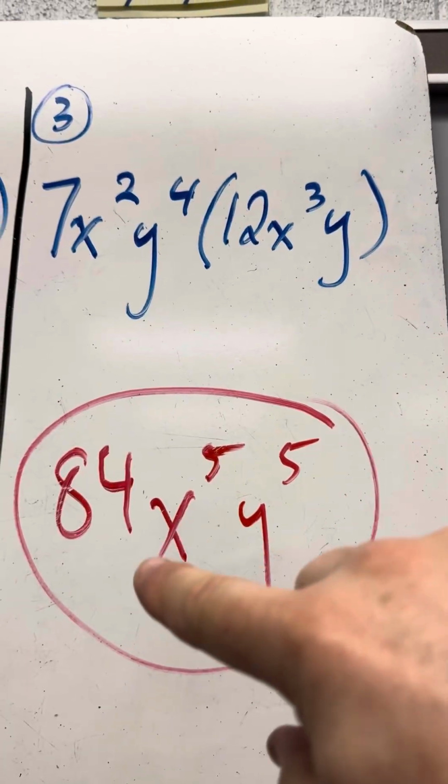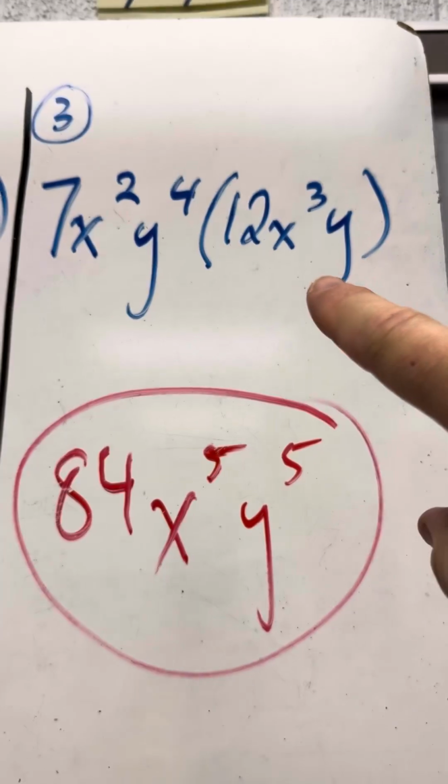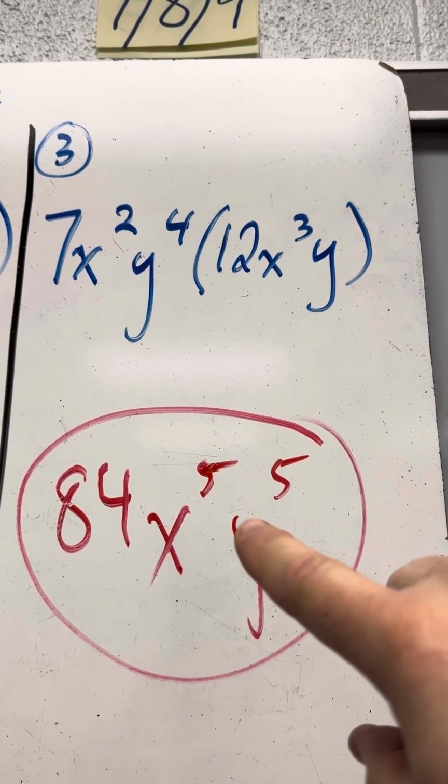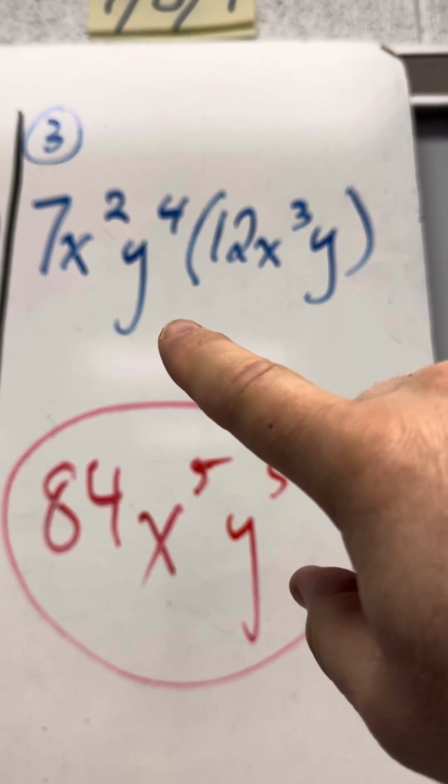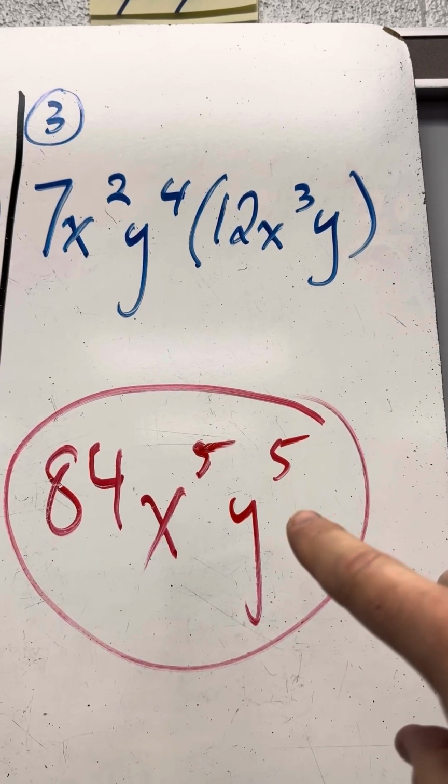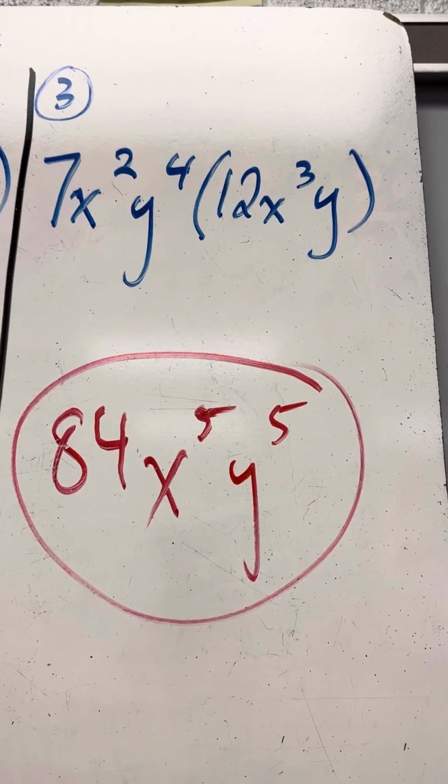7 times 12 is 84. X to the second times x to the third is x to the fifth. 2 plus 3 is 5. Y to the fourth times y is y to the fifth, because 4 plus 1 is 5.